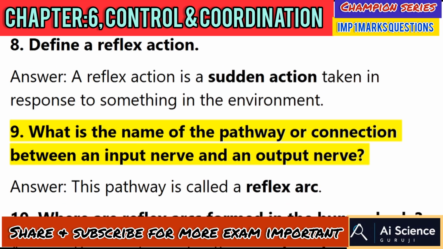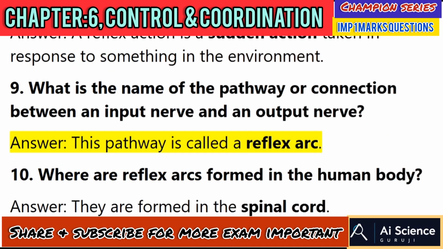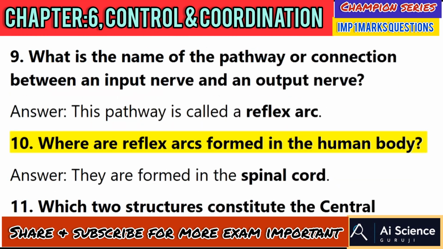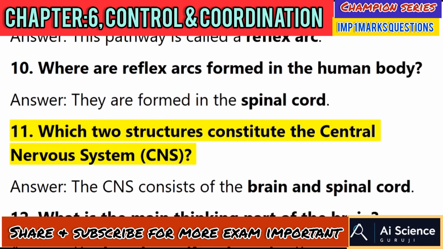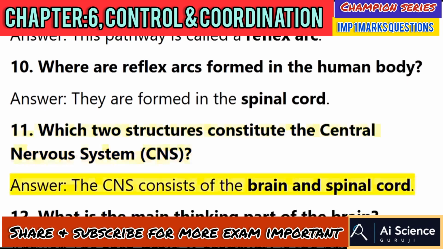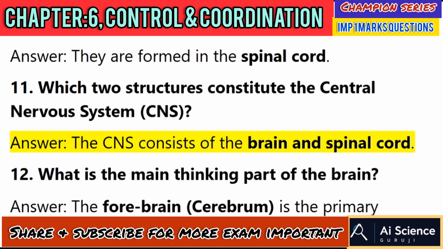9. What is the name of the pathway or connection between an input nerve and an output nerve? Answer. This pathway is called a reflex arc. 10. Where are reflex arcs formed in the human body? Answer. They are formed in the spinal cord. 11. Which two structures constitute the central nervous system, CNS? Answer. The CNS consists of the brain and spinal cord.